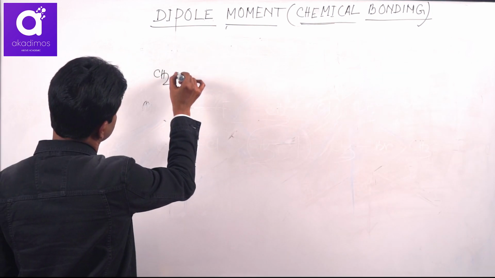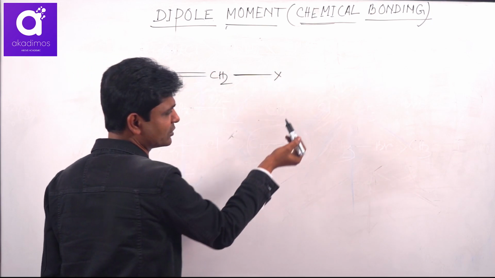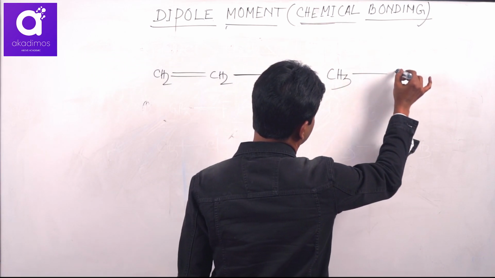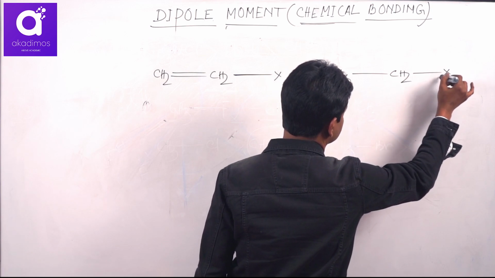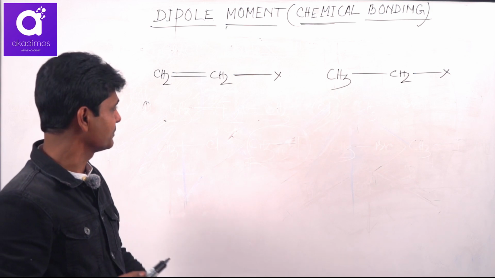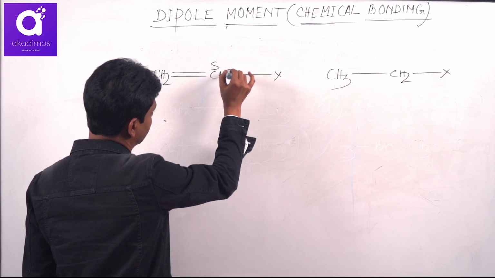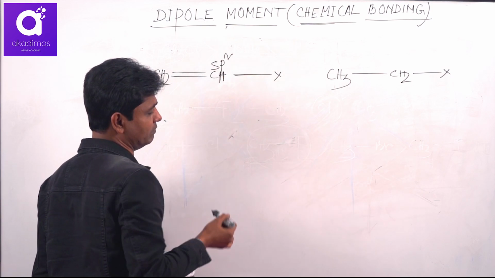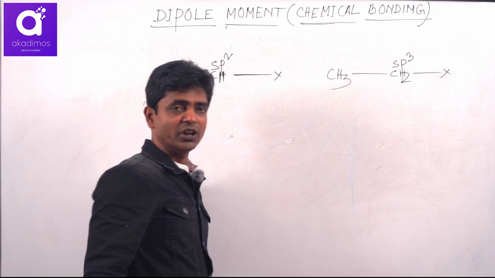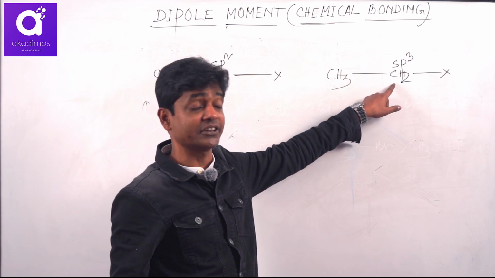This is called vinyl chloride. You can take X, fluorine or chlorine. I am taking ethyl chloride. Now which dipole moment is more? You can explain by taking two concepts. This is sp2 hybridized. This is sp3 hybridized. And this carbon is more electropositive than this due to less s character.